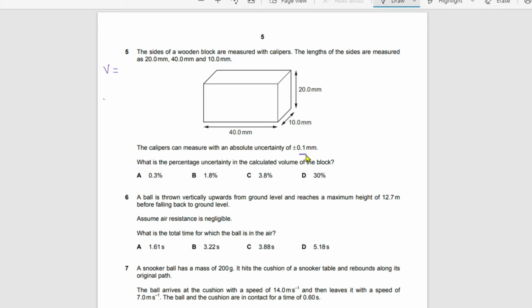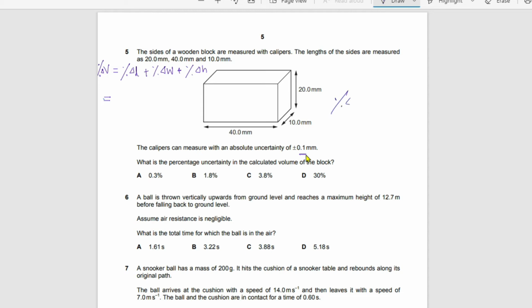So if we want to find out the percentage uncertainty of volume, that means it is in the product form of length, width and height. So percentage uncertainty of length plus percentage uncertainty of width plus percentage uncertainty of height. So the percentage uncertainty of each of the dimensions is going to be added up. 40 millimeter length with an uncertainty of 0.1 millimeter. So how to write down the percentage uncertainty of length?